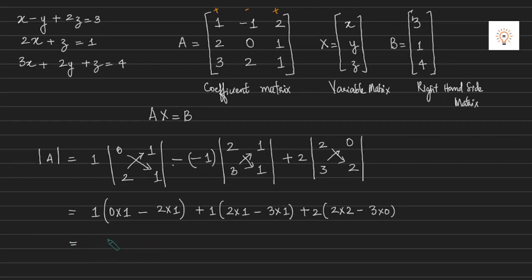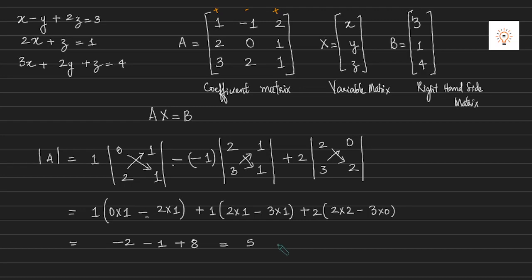In this case, 1 times anything is that bracket itself. So 0 times 1 is 0. Minus 2 into 1, I'll get -2. Plus 2 into 1 is 2; 2 minus 3, I'll get -1. Now 2 times 2 is 4, 4 times 2 is 8, so I'll get +8. When I solve this, I'll get 8 minus 2 minus 1, which is 5.